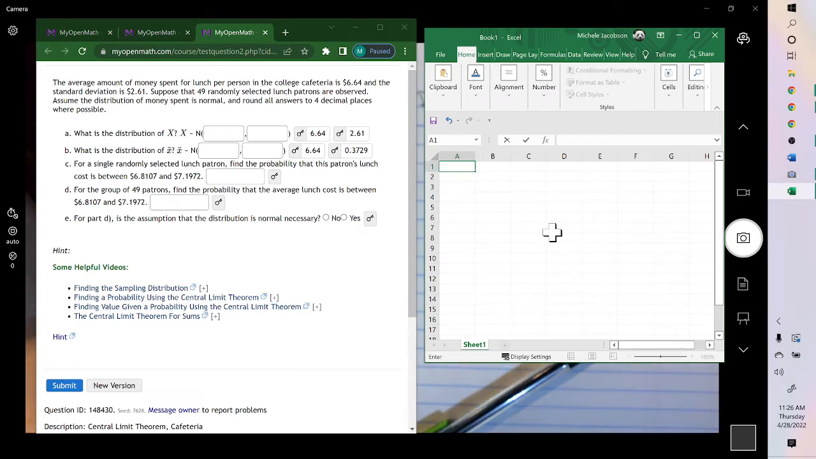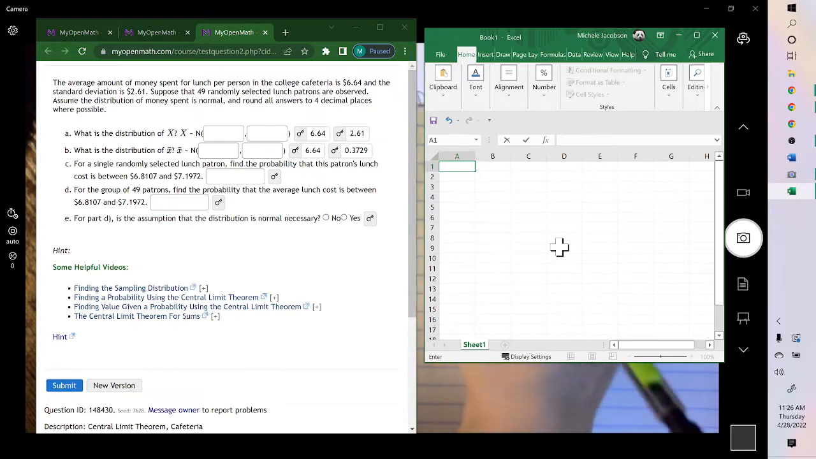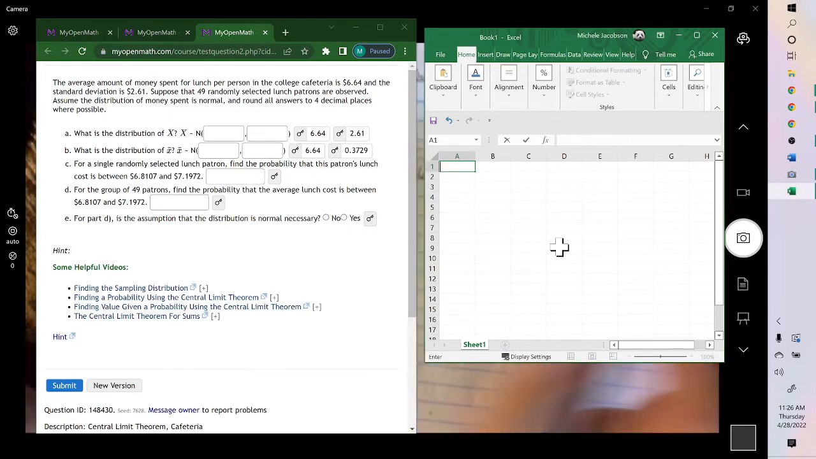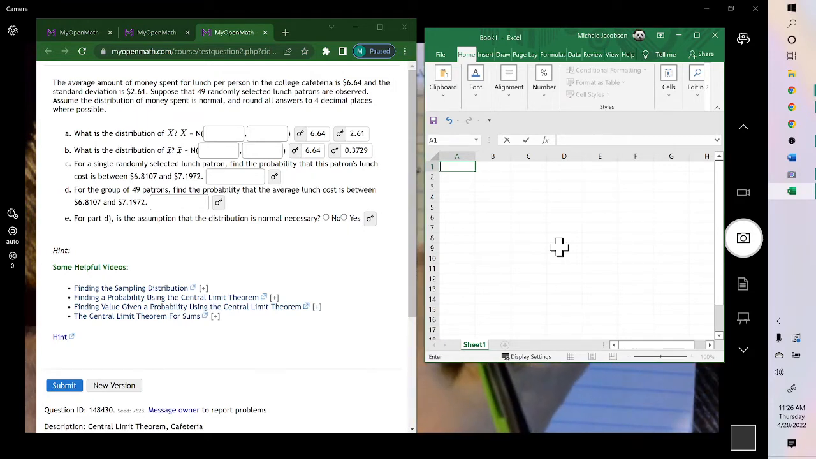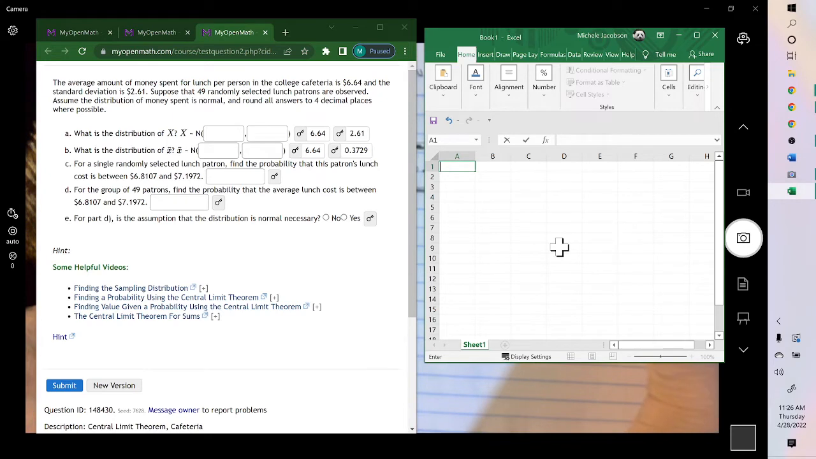Now if you're using Excel, you have to do them separately, because you have your 6.8107 and then your 7.1972. Now, when you use the inverse here, it gives you the percent below. So when we use this value, it's going to give us this. When we use this one, it's going to give us all of this. So if we subtract our 2 answers, we get what's in between.